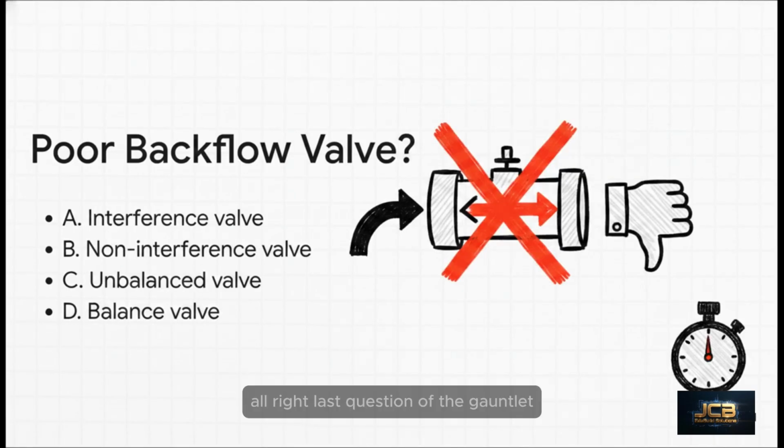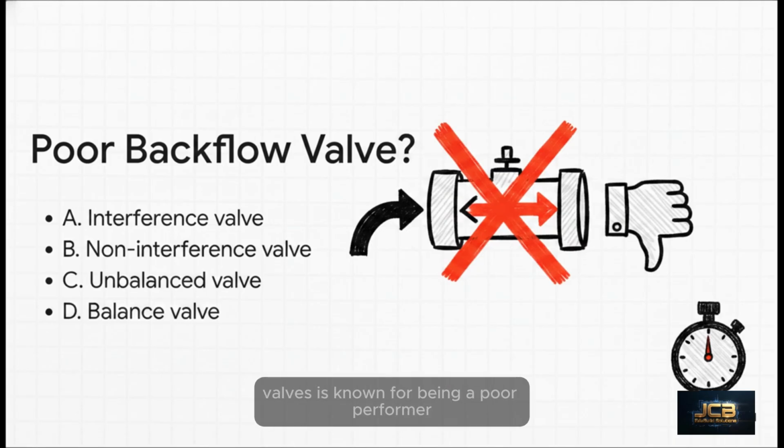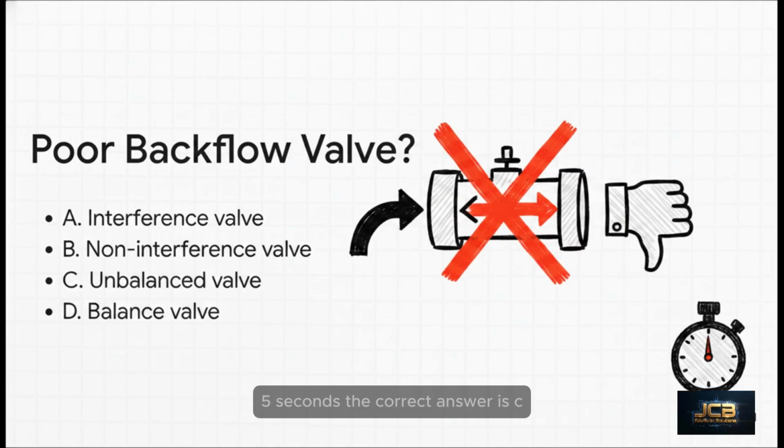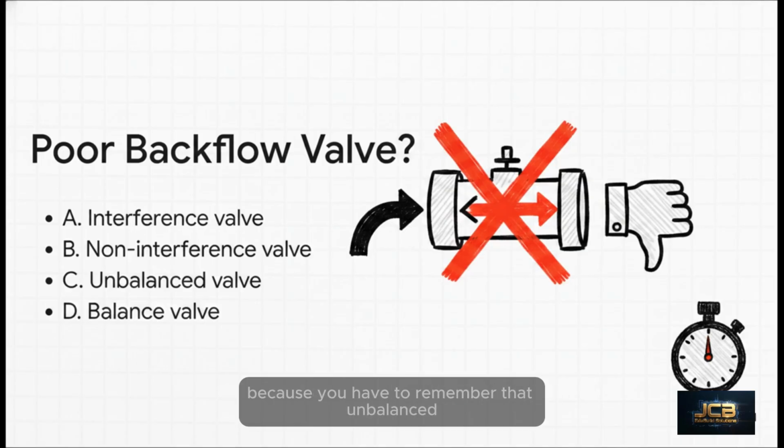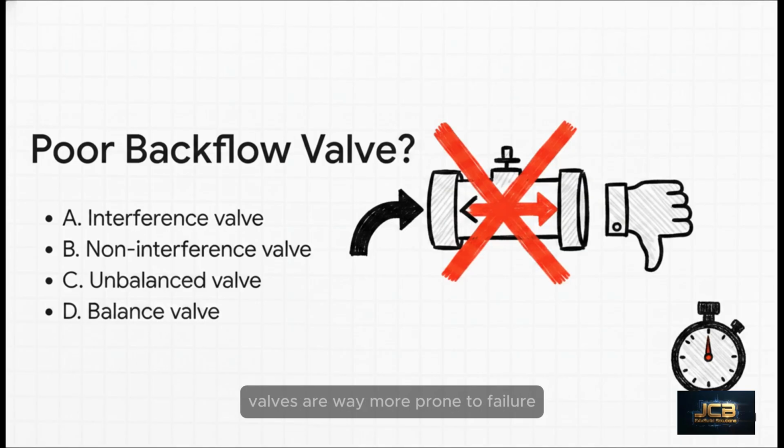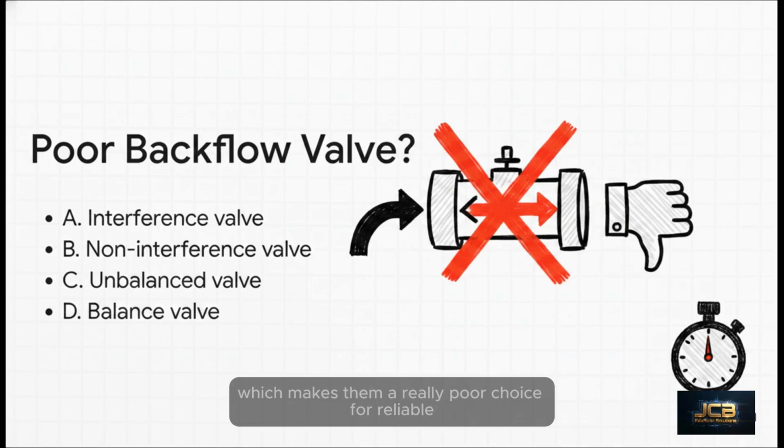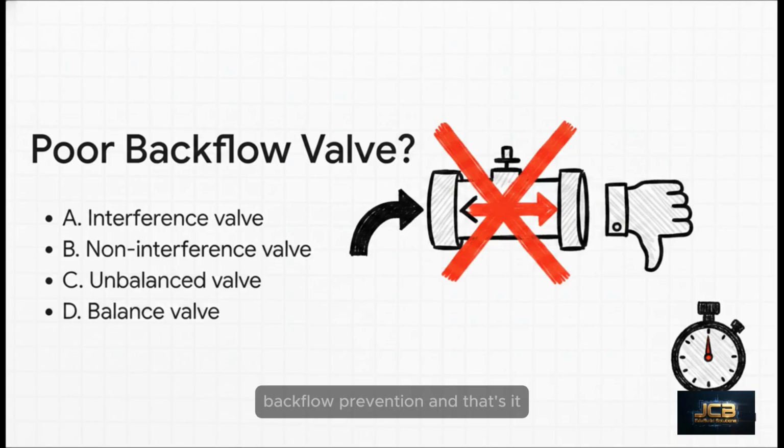All right, last question of the gauntlet. Which of these backflow valves is known for being a poor performer? This can be a tricky one, a classic board exam trap. 5 seconds. The correct answer is C, the unbalanced valve. And why is it a trap? Because you have to remember that unbalanced valves are way more prone to failure and water hammer, which makes them a really poor choice for reliable backflow prevention.